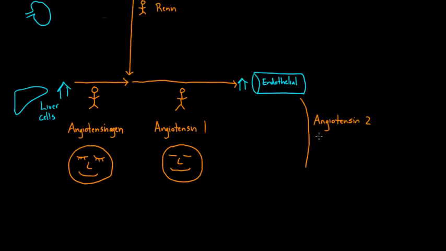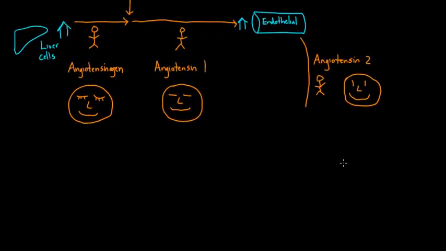And this is also, of course, a hormone. So I'll draw it as a little person. And angiotensin 2 is happy as a clam because angiotensin 2 has lots of activity. Very, very active hormone. Does all sorts of things. And I'm going to draw them in for you now.